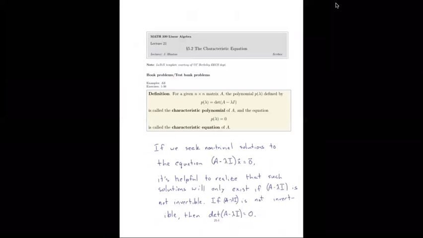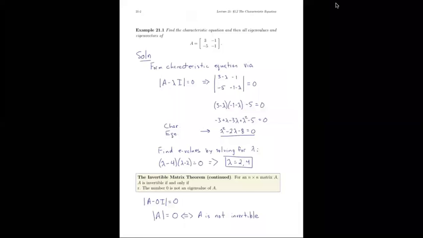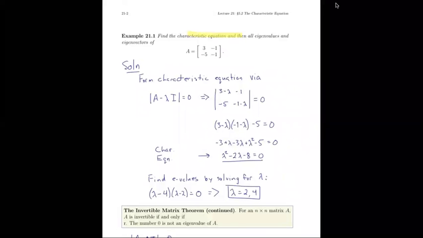So let's use this to find the eigenvalues of an example matrix. Find the characteristic equation and then all the eigenvalues. Oh, it even asks for eigenvectors of this matrix A. Getting started, we need to form the characteristic equation by writing this down: A minus lambda I, take the determinant of this matrix and set it equal to 0. Just scalar 0, right? Determinants are scalars. Lambda I for a 2 by 2 is the matrix lambda, 0, 0, lambda, reading it by rows.